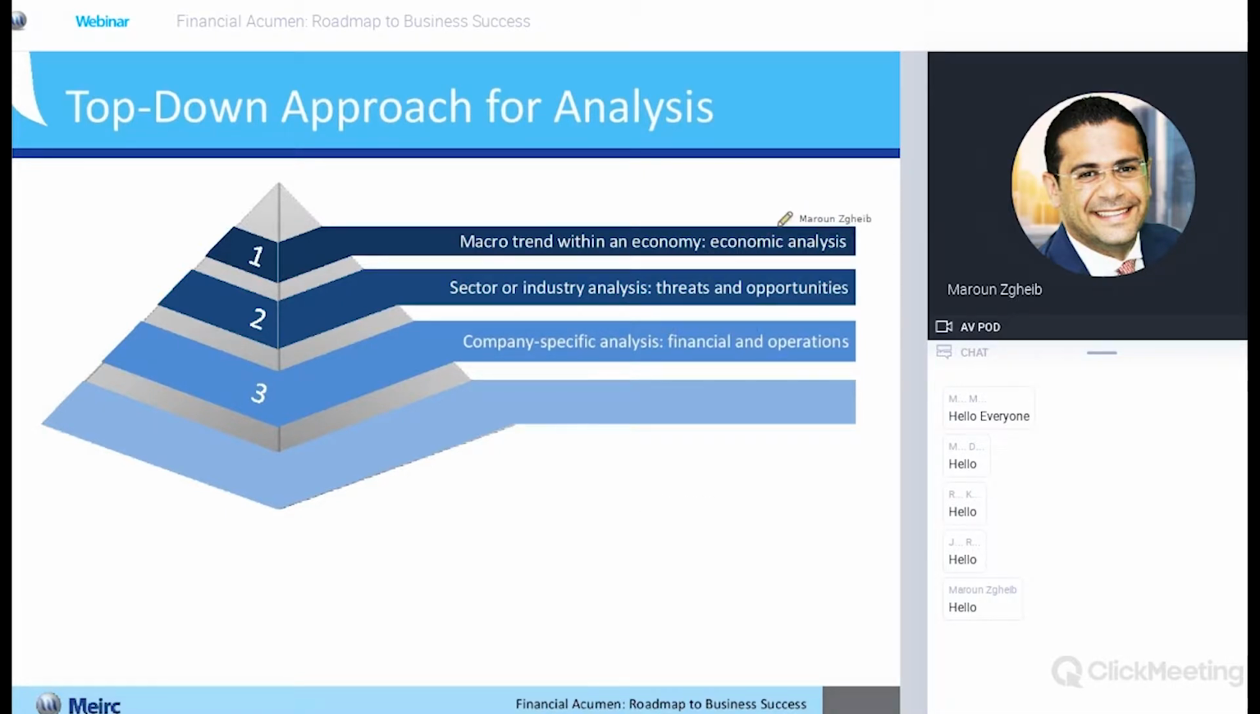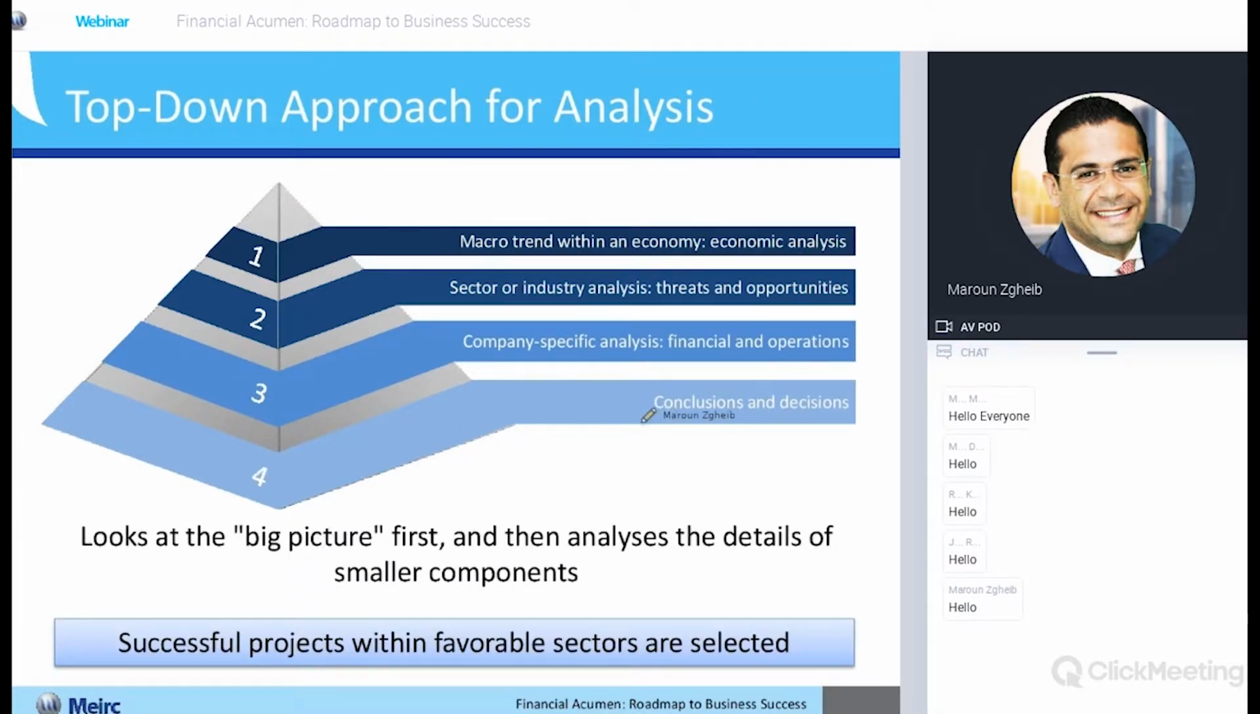The third line of defense, or the third thing that we would look at after economic analysis, after looking at the overall economy, after looking at the industry, we need to look at the specific company analysis, which is financial analysis of the company. So one would be economic, macroeconomic. Two, we go down to the industry. Three, we go down to the company specific analysis. And when we perform all this analysis, we'll be able to reach conclusions, see the big picture, and make decisions on what projects to take, the successful projects, and which favorable sectors to go into.